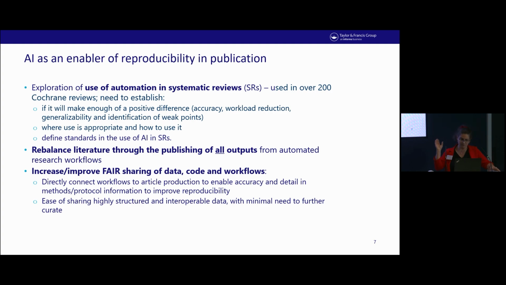As has already been mentioned, there is an opportunity here, I think, to rebalance the literature to enable the publishing of all outputs. One of the hurdles to publishing negative and null findings is just the burden of putting all of that together and publishing it. There's an opportunity here to support these workflows in publishing all the different outputs and make sure that we have a full, less biased understanding, and equally to support fair sharing of data, code and workflows, and potentially directly connect workflows into article production.